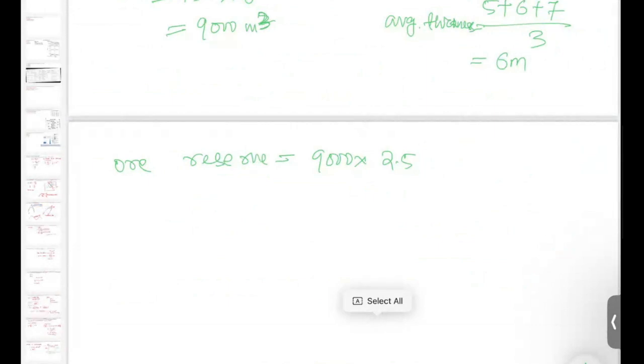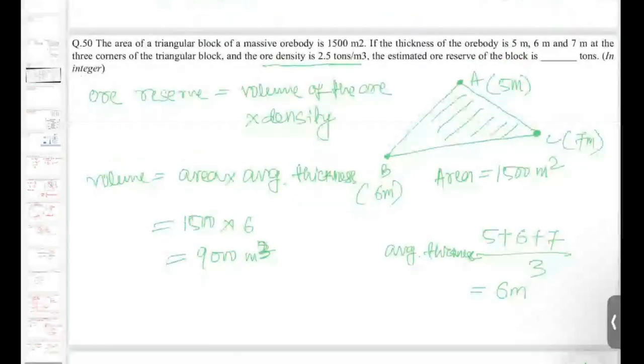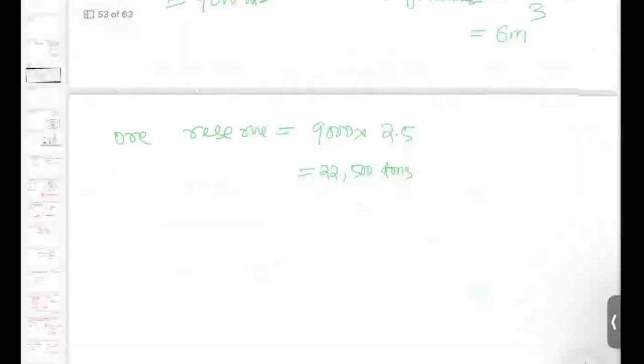How much is it coming? 9000 into 2.5. 22,500. Yes, it should be 22,500. Here they have mentioned integers, so you just have to write the answer in integers. It will be 22,000.